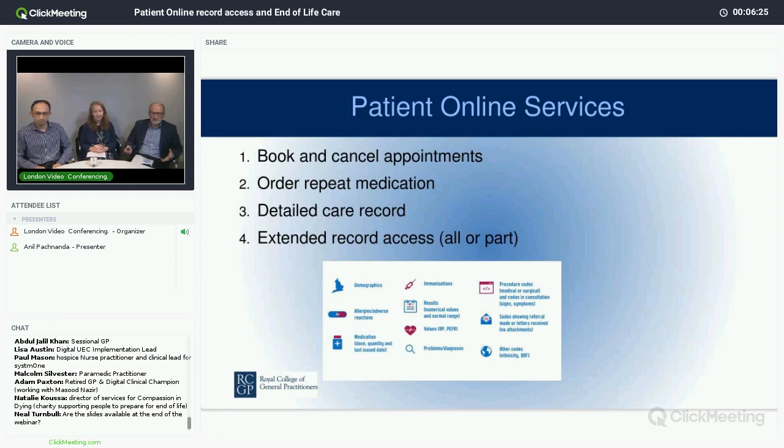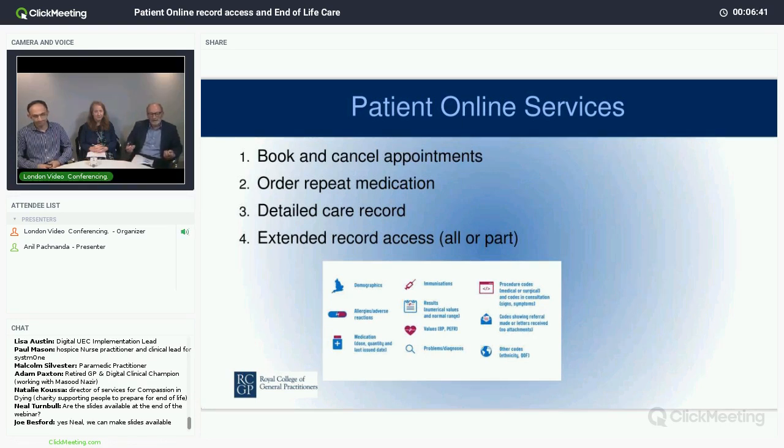So this is the fundamental set of services: booking and cancelling appointments, ordering repeat prescriptions, which practices are very familiar with now, access to the detailed coded record, and the little graphic there gives you some indication of what's included within the concept of detailed coded record, and the extended record access, which includes things like scanned letters, potentially consultation notes, and free text attached to the codes.